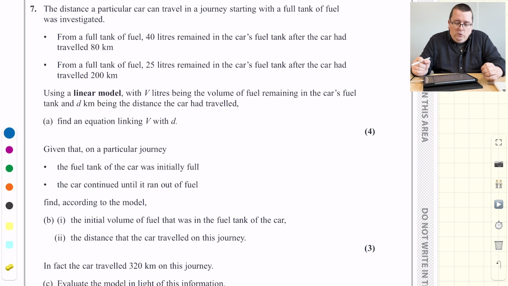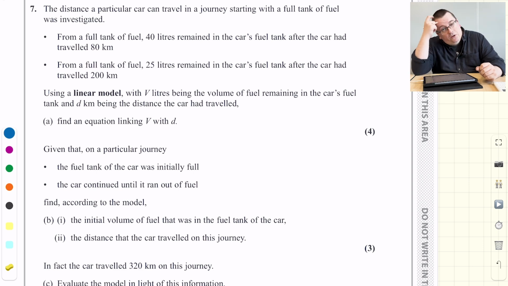From a full tank of fuel, 40 litres remained in the car's fuel tank after the car had travelled 80 kilometres. From a full tank of fuel, 25 litres remained in the car's fuel tank after the car had travelled 200 kilometres. Using a linear model, with V litres being the volume of fuel remaining in the car's fuel tank and D kilometres being the distance the car had travelled, part A, find an equation linking V with D.